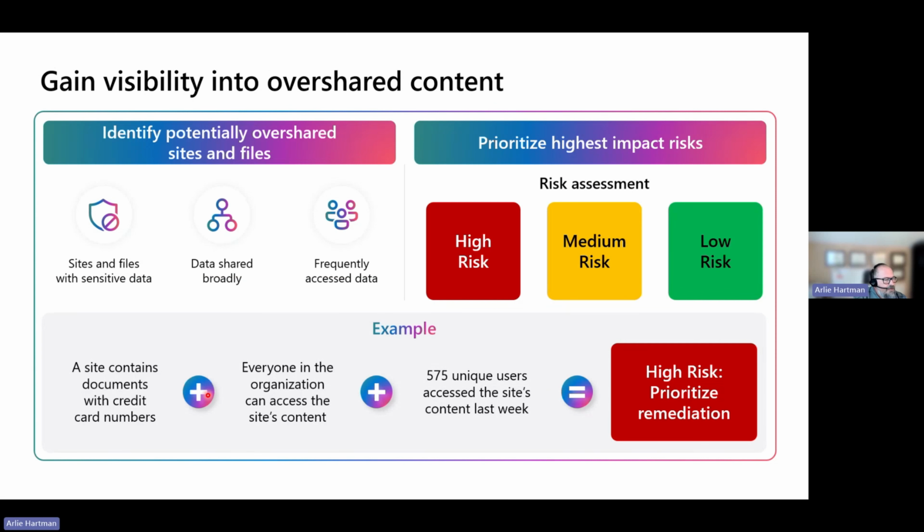So as we start to look at leveraging Purview in our oversharing assessments, we can look at sites and files with sensitive data that are shared broadly and frequently accessed, right? If we look at those dimensions, we can then prioritize the risk. For example, we have a site that contains credit card numbers, and everyone in the organization has access, and 575 unique users have accessed it within the past week. That's probably a higher prioritized risk remediation, right?